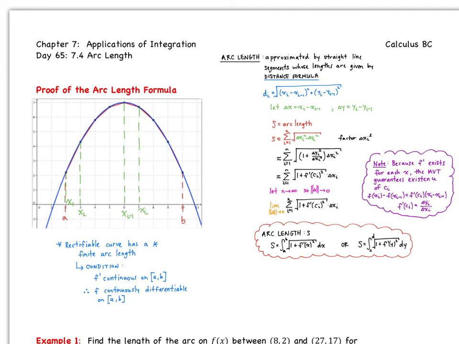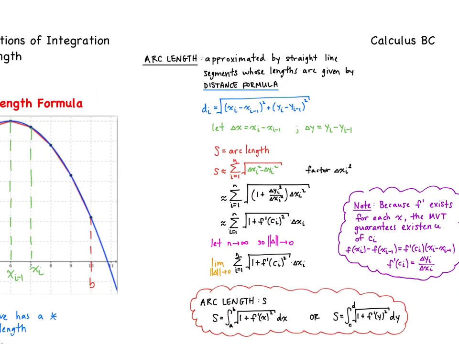Welcome to day 65, 7.4 arc length. So we need to talk about, well, what is arc length? Okay, so arc length is approximated by straight line segments whose length are given by the distance formula.